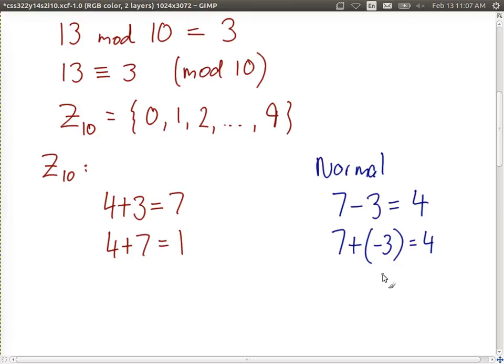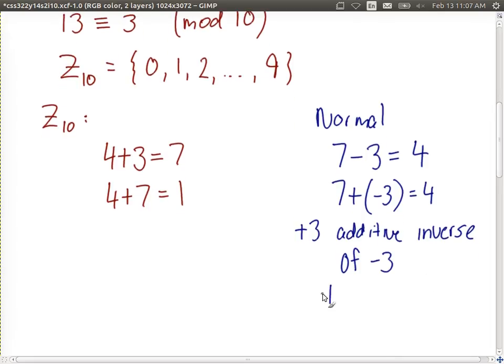So sticking so far with normal arithmetic, we can say plus 3 is the additive inverse of minus 3, and vice versa. Minus 3 is the additive inverse of plus 3. Why? Because when we add them together, we get 0. When you add two numbers together and you get 0, then we say those two numbers are the additive inverse of each other. And the operation of subtraction is really the operation of addition, but we add the additive inverse of the number that we're subtracting. So 7 minus 3 is the same as 7 plus the additive inverse of 3, which is minus 3. That's in our normal arithmetic, not modular arithmetic.